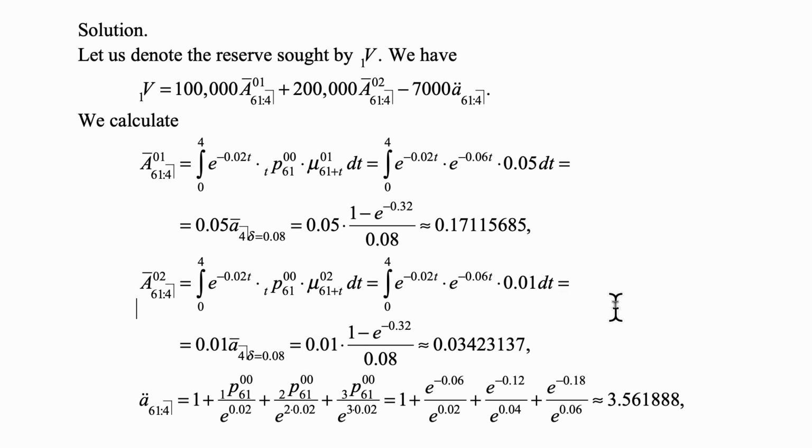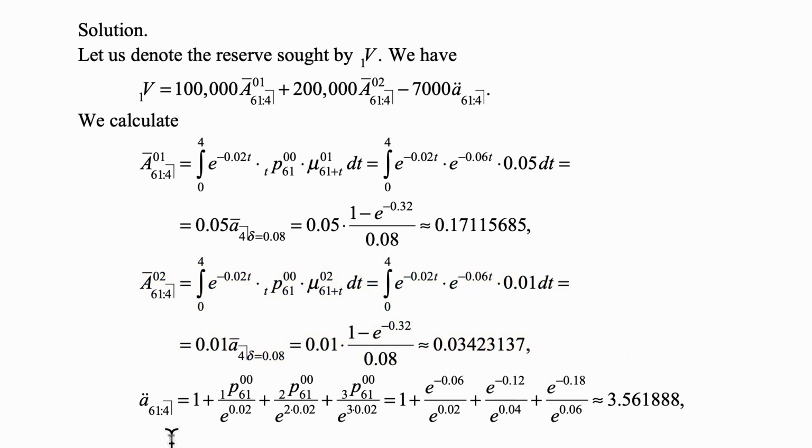So for death from cause 2, we have a similar formula, but we can just observe that it's all the same except the force of decrement 1 is 0.05, force of decrement 2 is 0.01. So this is actually exactly 1/5 of this number. So you don't have to do any calculation. You can just take this and divide it by 5, and you'll get this.